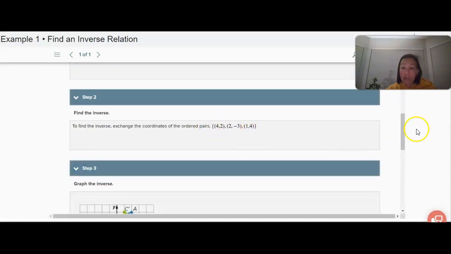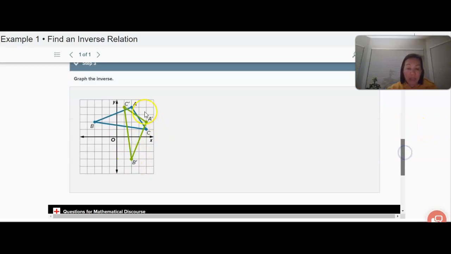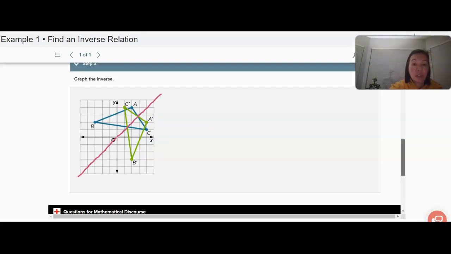And then if we graph this, there's something about the graph I would like you to see. So green is the inverse, and we use the little apostrophe next to the letters. Again, we read this A prime, B prime, C prime to show that it's the image of A, B, and C. And a function or a relation and its inverse will always be reflections over the line y equals x.